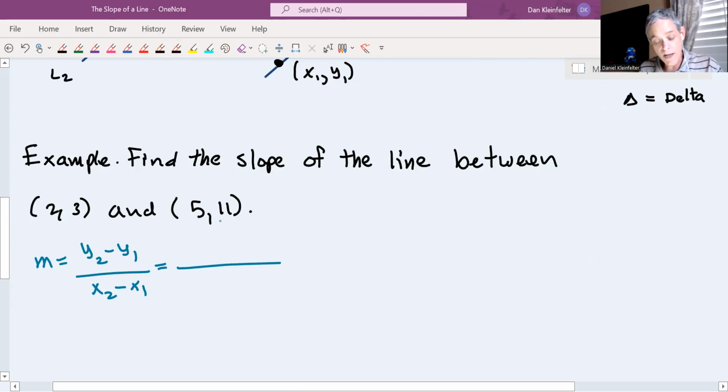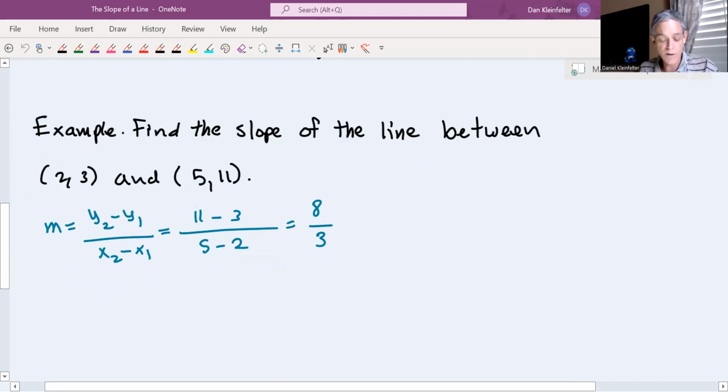Okay, so then y2 minus y1, 11 minus 3. And then we'll divide by 5 minus 2. Okay, changing y on top, changing x on the bottom. 11 minus 3 is 8. And then 5 minus 2 is 3. So the slope there is 8/3.